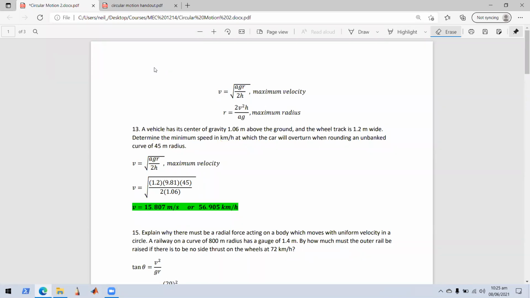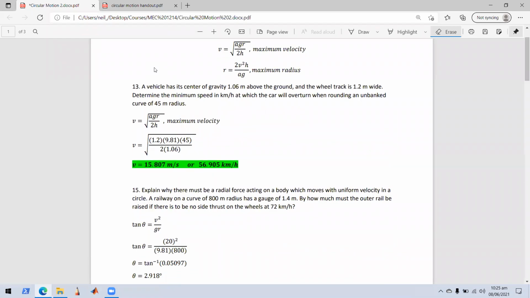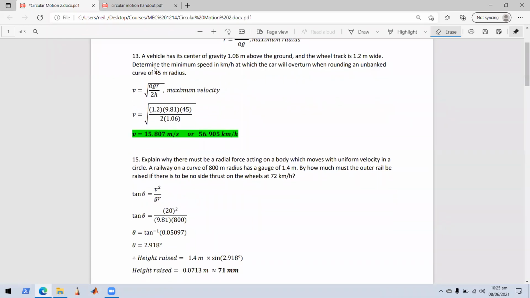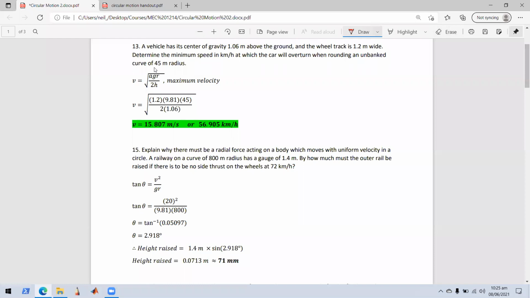Okay, good, but just plug all your values in, put them into a calculator, and you should get 15.807 meters per second. But remember, the question asks to determine the minimum speed in kilometers per hour. So we need to convert this.